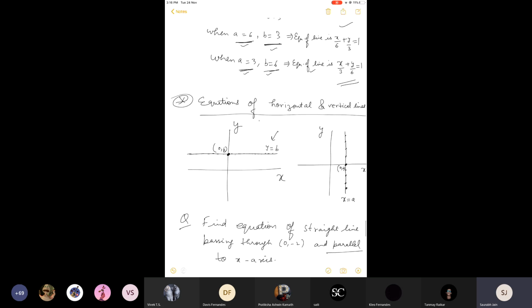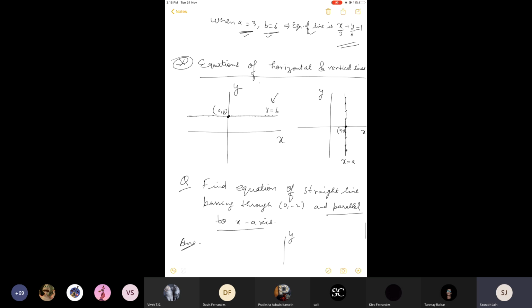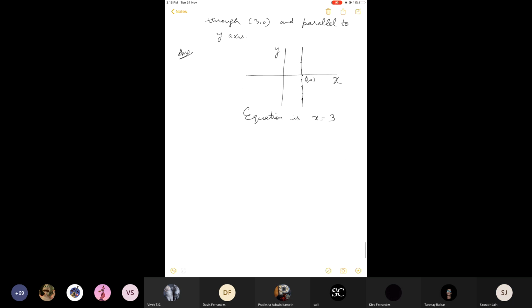So this was the type of equations of horizontal and vertical lines. Now the last type for today, and that will complete all the forms of equation of a straight line that you have to study in class 11. One more type will be remaining. That will come later on after we complete sets. Okay. So the last form is the normal form of the equation of a line.